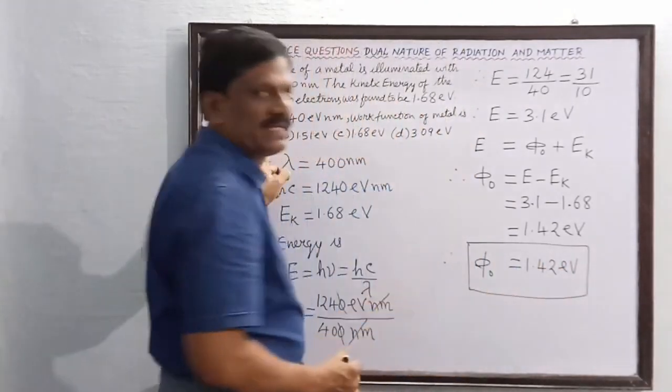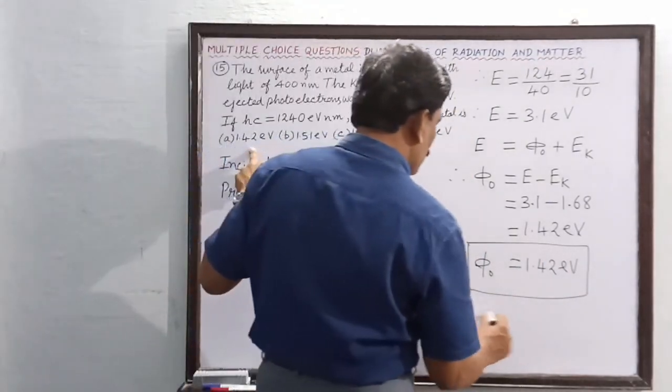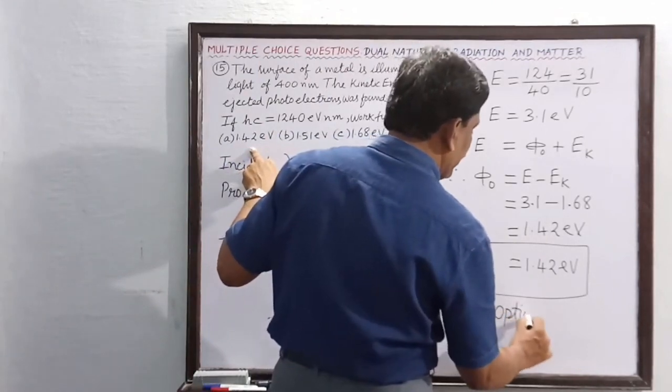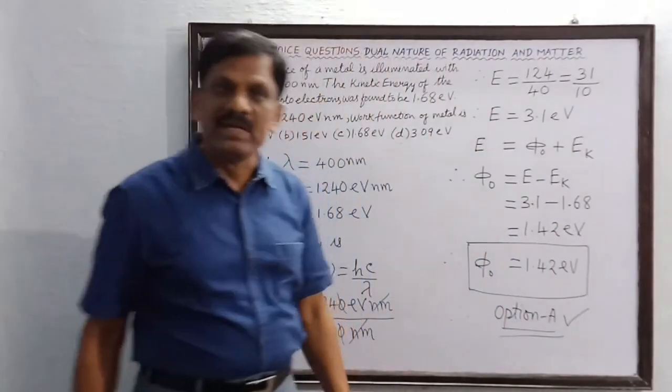So which of the options is correct, you tell me? Option A is correct. Therefore this is option A. So this is the correct option. Have you understood?